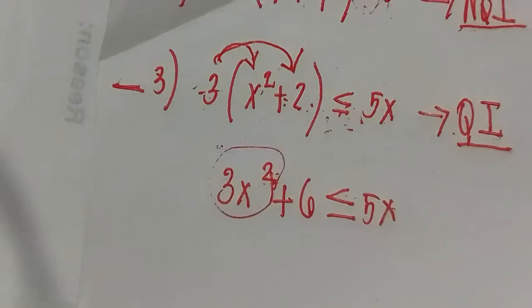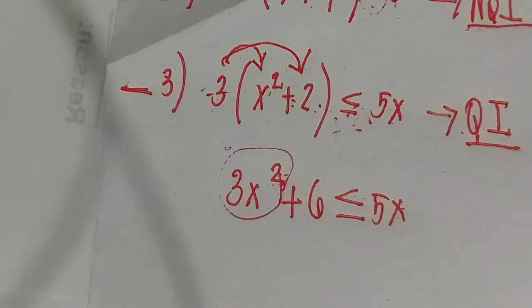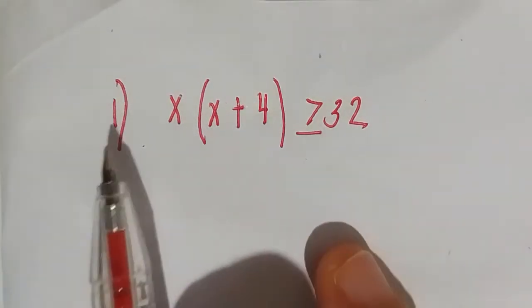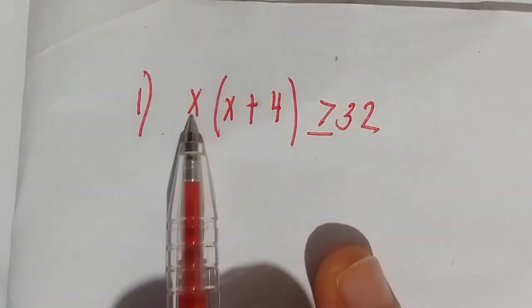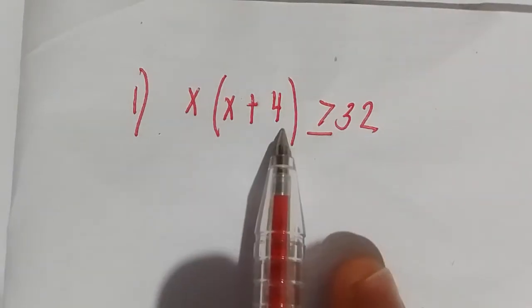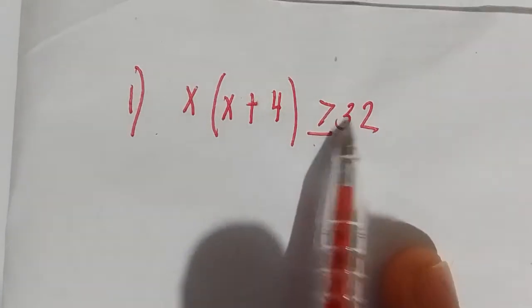Okay, let's go to test 2, part 2. Part 2 is all about solving quadratic inequality. There are given equations. In your exam, there are 4 given equations. So, I have here an example. We have x times the quantity of x plus 4 is greater than or equal to 32.